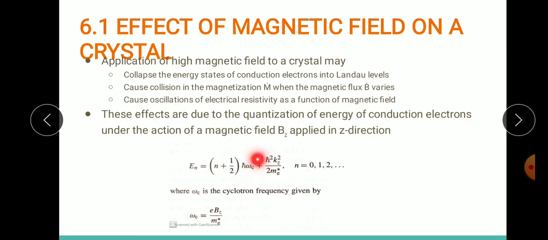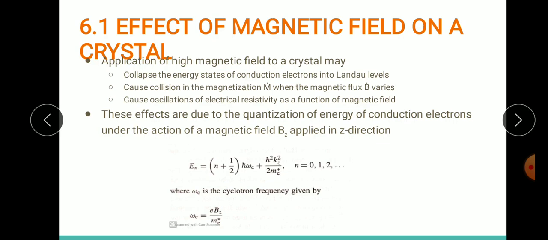Well, let's familiarize with omega c. So when we talk about omega, it's definitely the frequency. So omega c is the cyclotron frequency, or the frequency of your oscillation. So basically these oscillations are simple harmonic oscillations, and its frequency is represented by omega c, the cyclotron frequency.